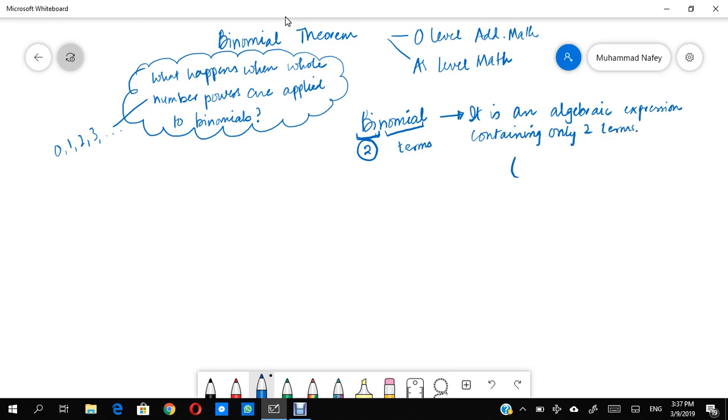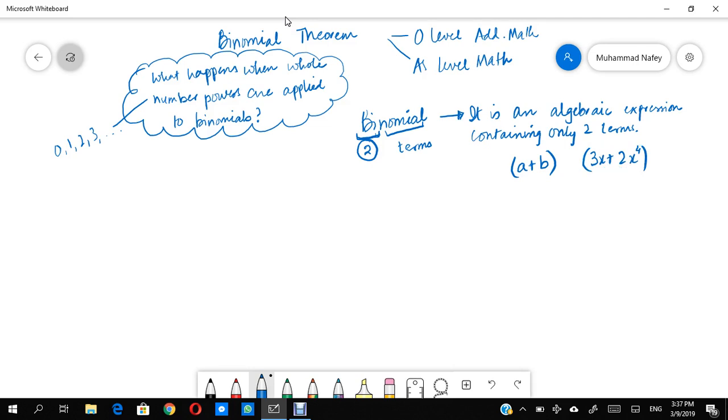So for example, something like a add b. This is a binomial. And I can have anything in place of a and in place of b. So we can have 3x plus 2x to the power of maybe 4. This is also a binomial. Why? Because this is one term and this is the other term.